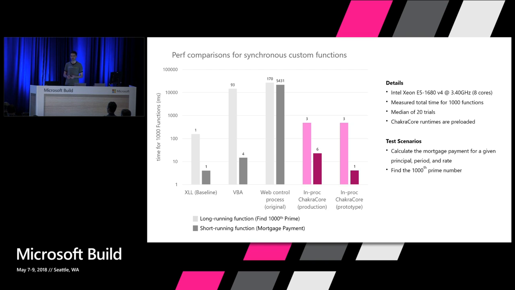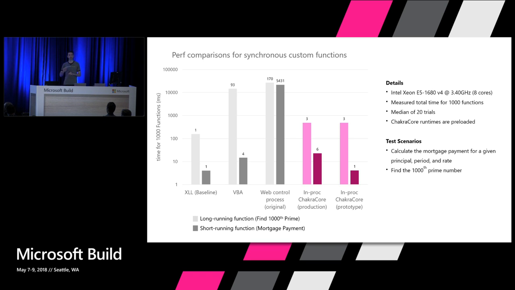calculating the mortgage payment. And what you'll see is that is very high, in other words, poor performance numbers comparatively, if you wanted to calculate these in a web control process. That's the two high bars in the middle. But we have improved the performance by orders of magnitude by integrating Chakra Core.